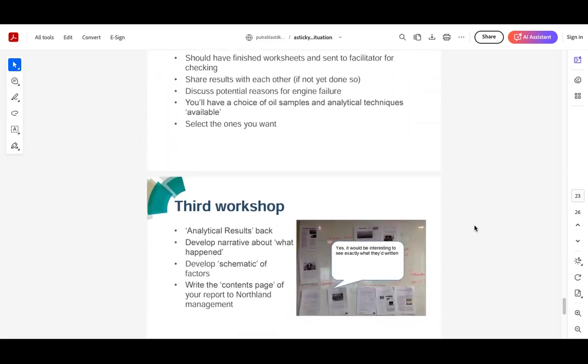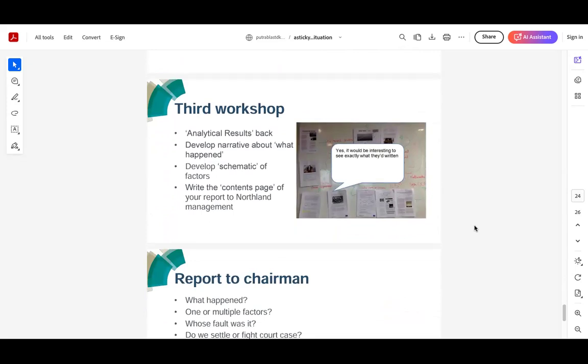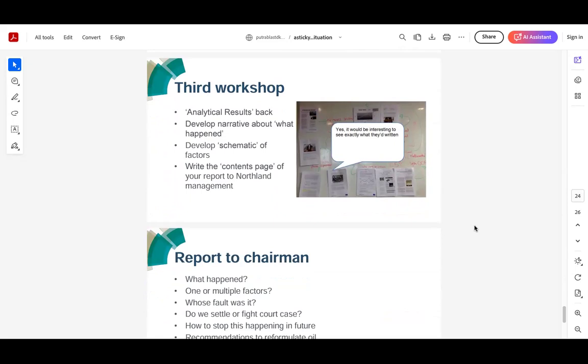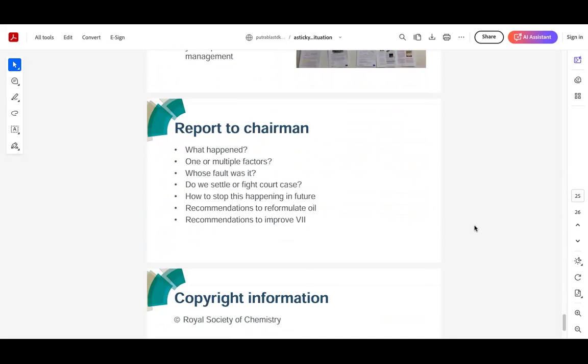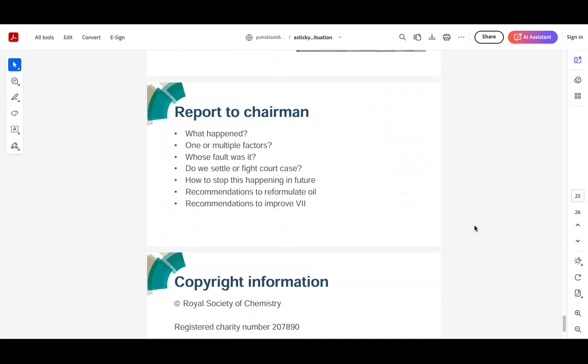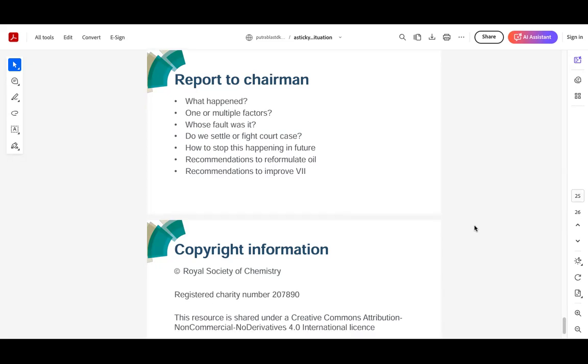Second workshop. Third workshop, because you were supposed to run the analysis, but since the analytical data is already given to you in this information, report to the chairman. What happened, what are the factors, whose fault was it? Is it yours, or is it actually someone else? Do we settle or do we fight, based on the report that you will give to the chairman? How to stop this happening in future, recommendation. So this is what you have to fulfill.